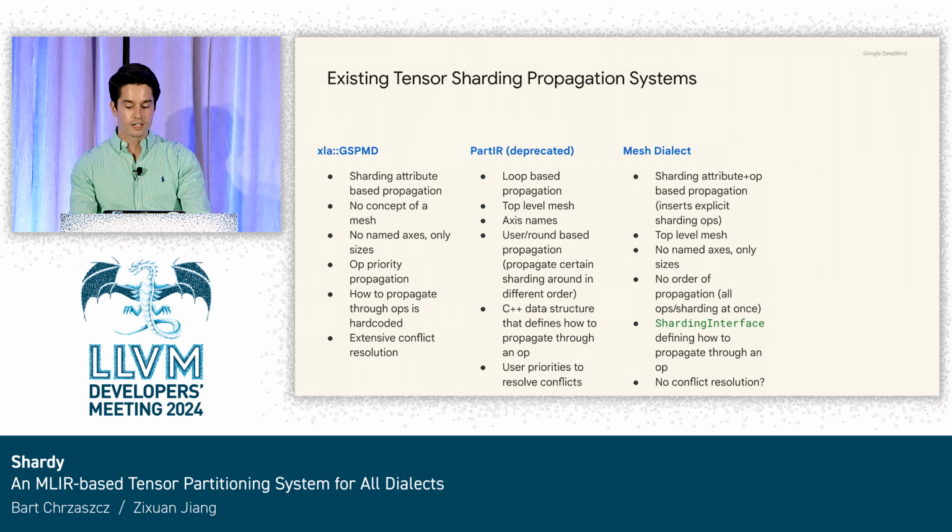And then finally, we have the mesh dialect, which is upstream in MLIR. It uses a combination of ops and attributes for propagation. It doesn't use axis names, only axis sizes on its mesh, and has users implement an interface to tell the system how to propagate through an op.